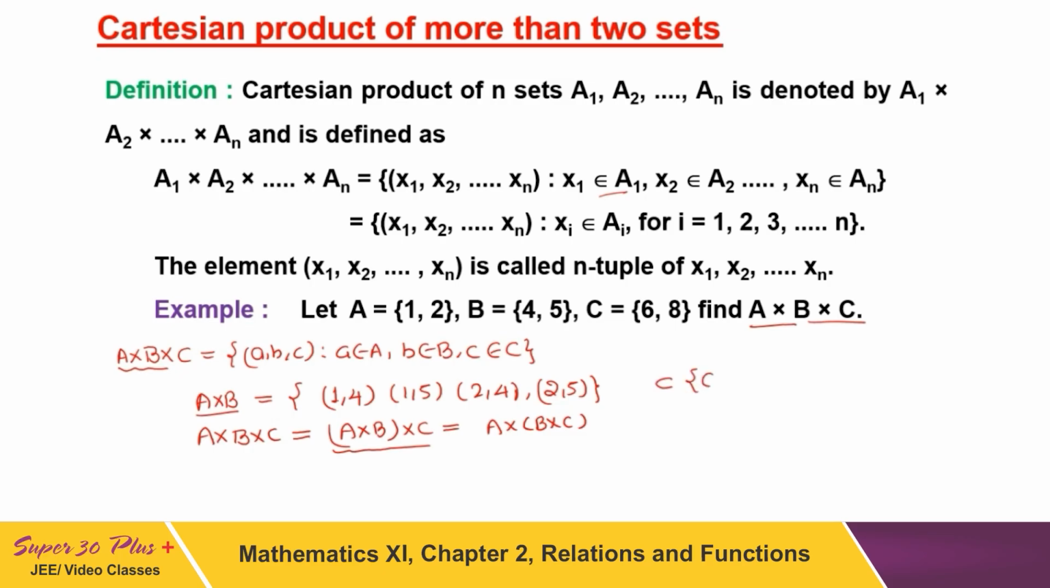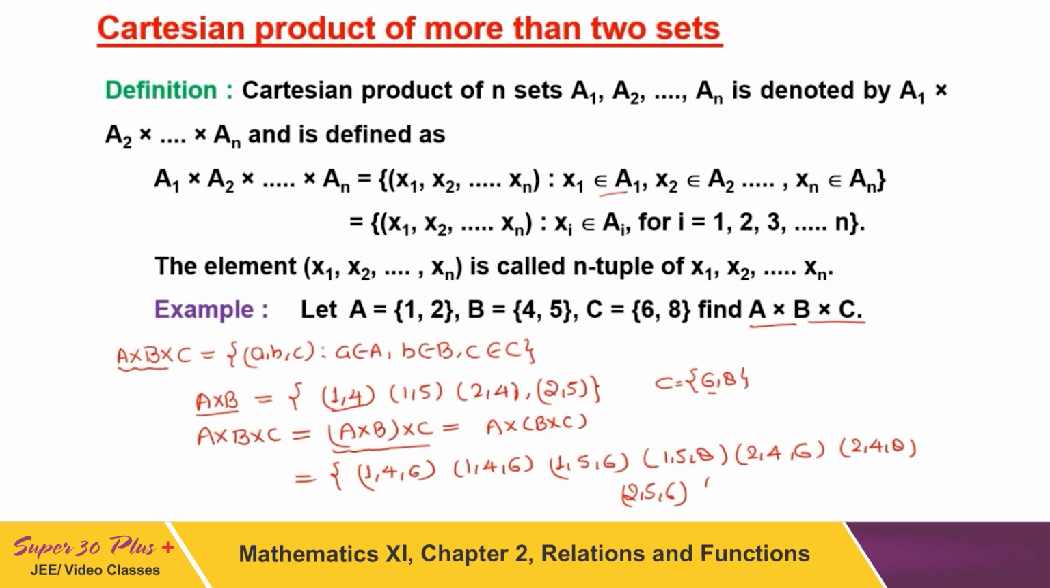Got it? 6, 8. Now the value of A cross B cross C will be: first elements belong to this ordered pair, and second from this, which means it is 1, 4, 6; 1, 4, 8; 1, 5, 6; 1, 5, 8; 2, 4, 6; 2, 4, 8; 2, 5, 6; and 2, 5, 8. This will be A cross B cross C.